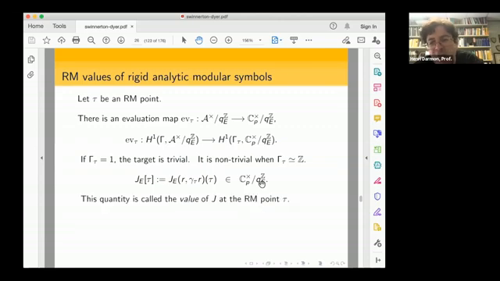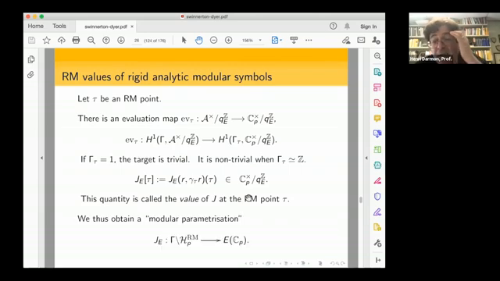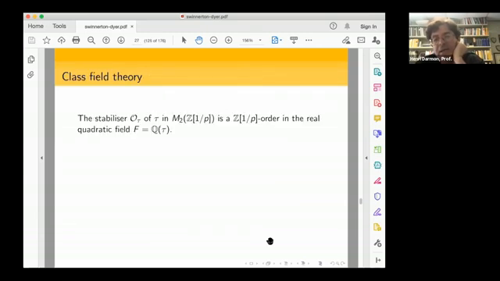But C_p star mod q to the Z is just essentially the C_p points of our elliptic curve. So this quantity is what we call the value of J at the RM point tau, and it gives us, therefore, a kind of modular parameterization from the quotient of the set of all RM points on H_p, taken modulo the action of the Ihara group, and taking values in the C_p points of the elliptic curve. And the key conjecture about this modular parameterization is that all these values are global points, not just p-adic points.